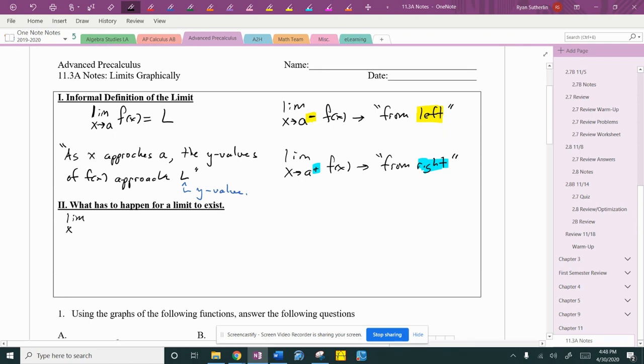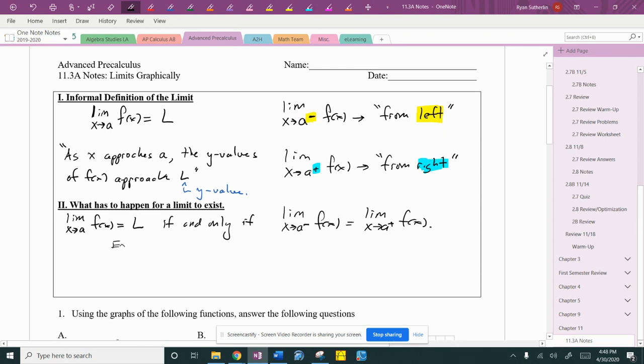The limit as x approaches a of f of x equals L. So it equals a value. There is an answer if and only if the left-hand limit, so as x approaches a from the left, is equal to the right-hand limit. So if those limits match, then the limit exists and it is that value.